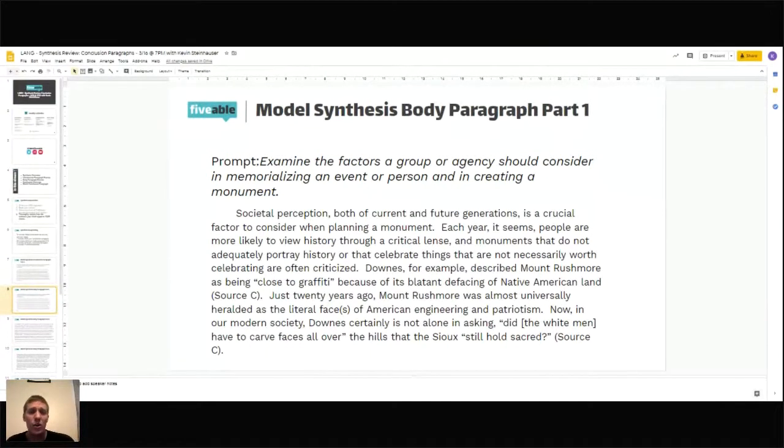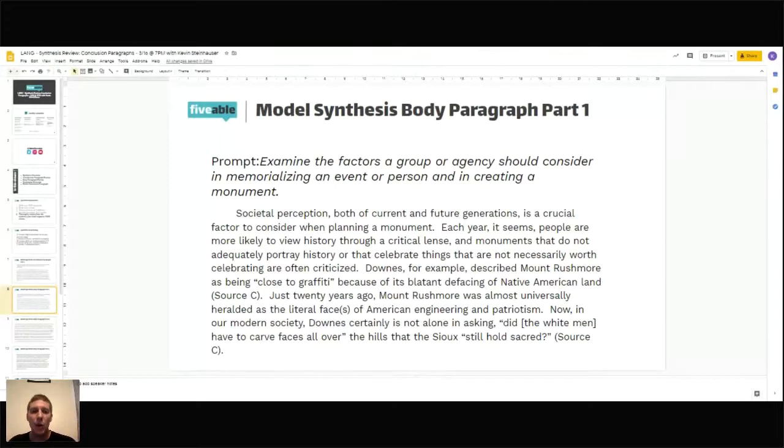We're going to be talking about conclusions here for a bit after this, but let's really make sure we understand what to do. So my first thing that I said tonight about body paragraphs was write a clear claim. Let's look at my clear claim. Societal perception, both of current and future generations, is a crucial factor to consider when planning a monument. So this is maybe my third body paragraph because it was the third factor that I listed in my thesis.